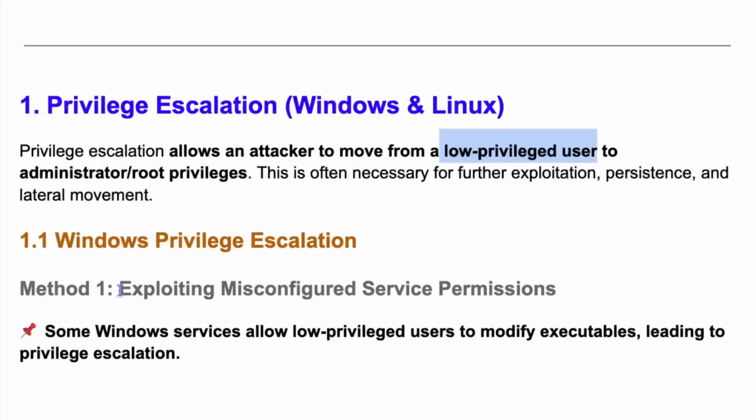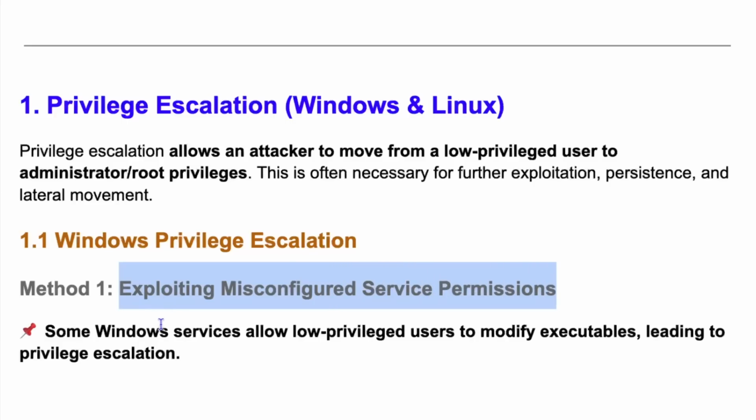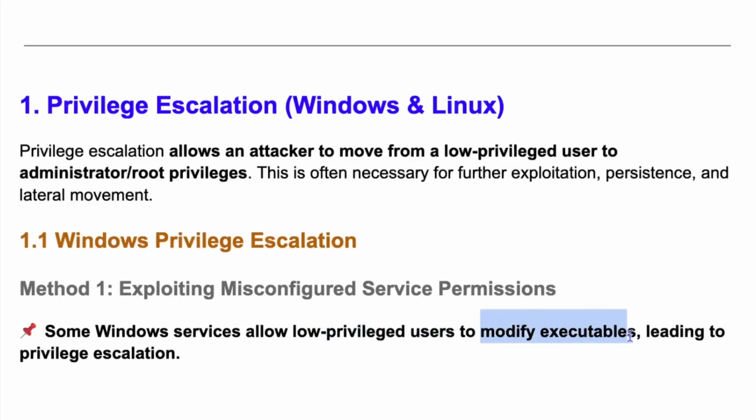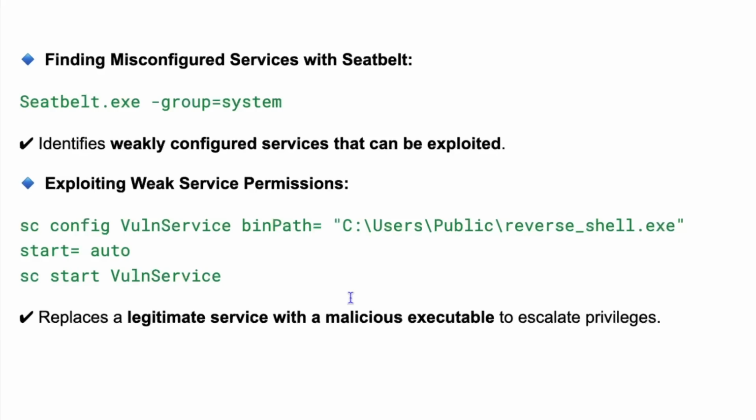Now, in a Windows environment, the first method would be to exploit misconfigured service permissions. So some services allow low privileged users to modify executables that leads to privilege escalation. So if you can modify the executable, that means you can inject it with some kind of code or some kind of malware payload, whatever it is, so that the next time that it runs, it can potentially lead to you escalating your privileges, right? So that's the first, or at least conceptually, that's what that means, to exploit misconfigured service permissions. Now, the first thing that you have to do is you need to first find it, right?